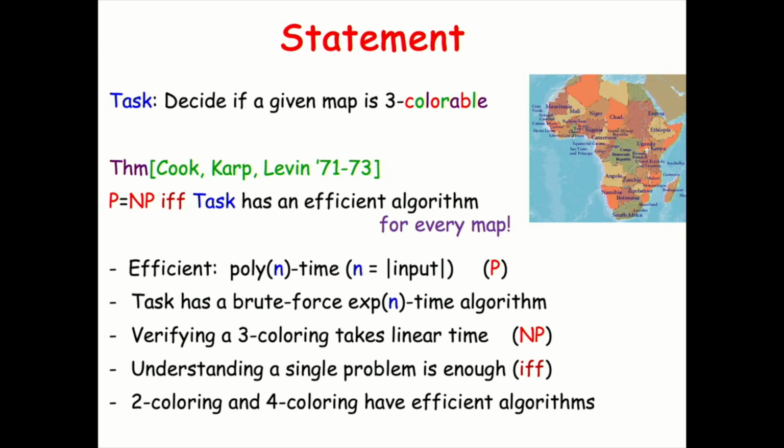And I want to point out that complexity is a very fragile notion, a very sensitive notion. For the same problem, if I ask you whether the map can be two-colored, there is a very simple algorithm, just a greedy algorithm. The question whether it can be four-colored is even easier: you always say yes. So somehow three-coloring sits in some sweet spot.